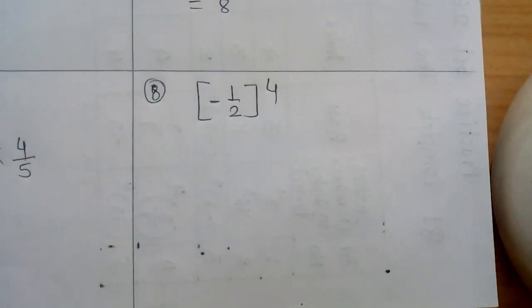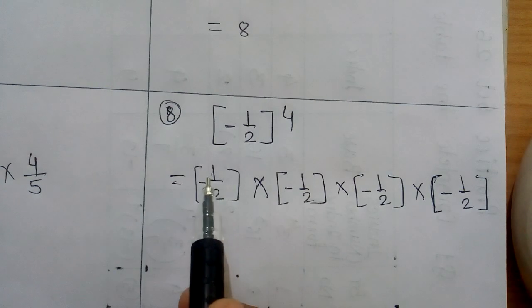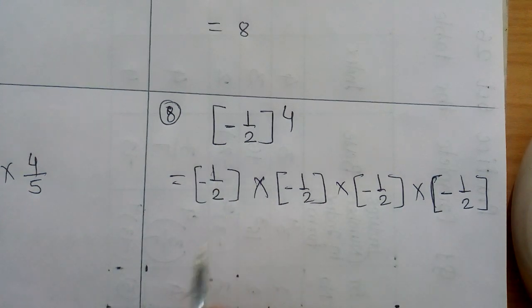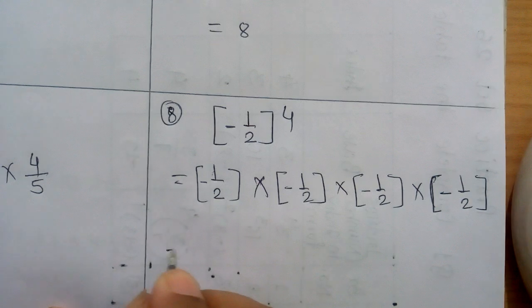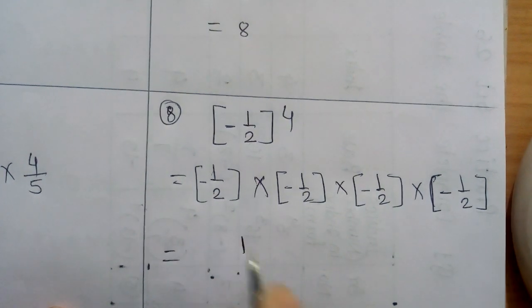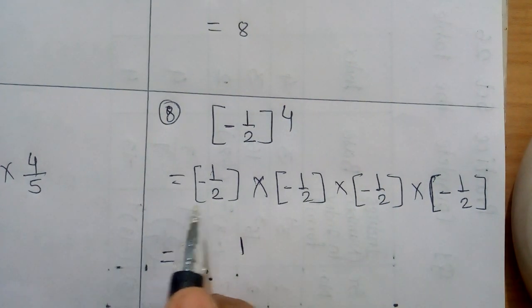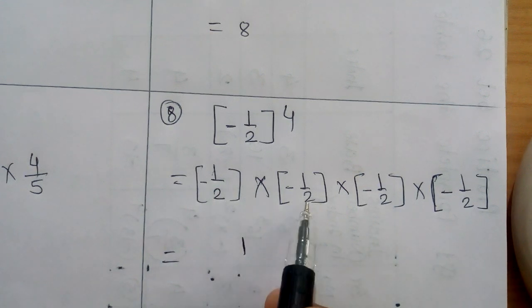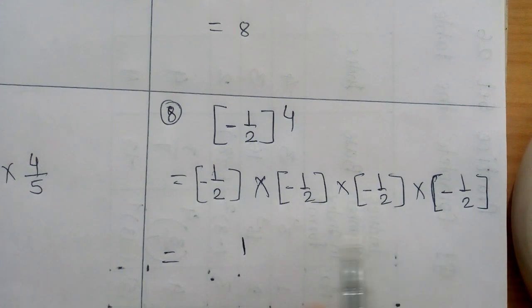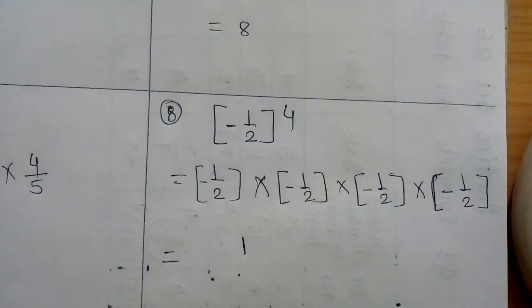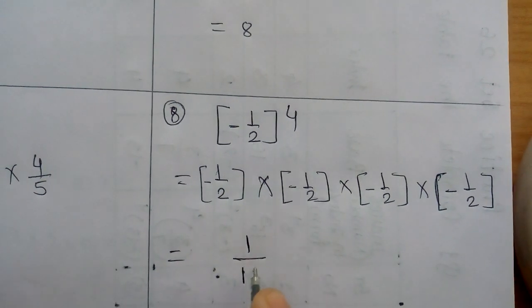Eighth one is negative 1 upon 2 raised to 4. So we will multiply it how many times? Here the index is 4, so 4 times. Now here the numerators are 1. So 1 into 1 into 1 is always 1. So we can write here 1. Now downside, the denominators are 2, 2, 2 and 2. 2 2s are 4. 4 2s are 8. 8 2s are 16. So it is 1 upon 16.